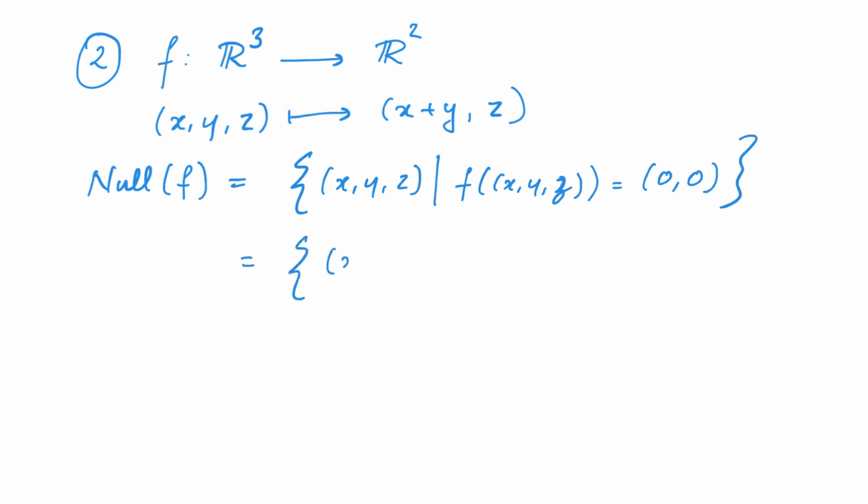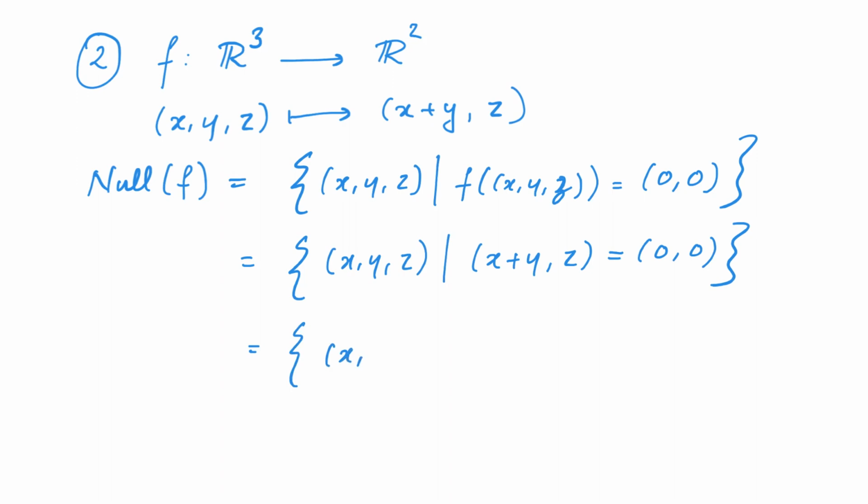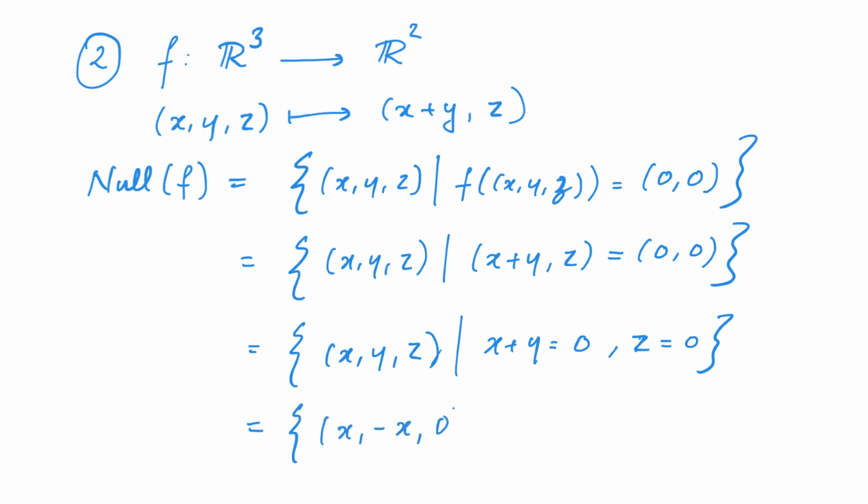But as before, notice that f of x, y, z is the vector x plus y, z. And we are saying that that is equal to 0, 0. This happens if and only if x plus y is equal to 0 and z is equal to 0. In other words, we can think of it as all elements x, minus x, 0 where x belongs to R. So this is the null space of this function f.